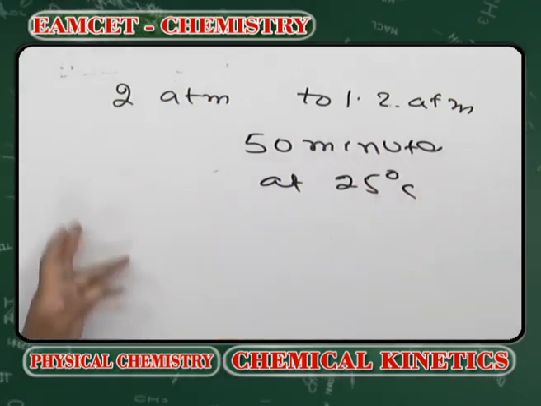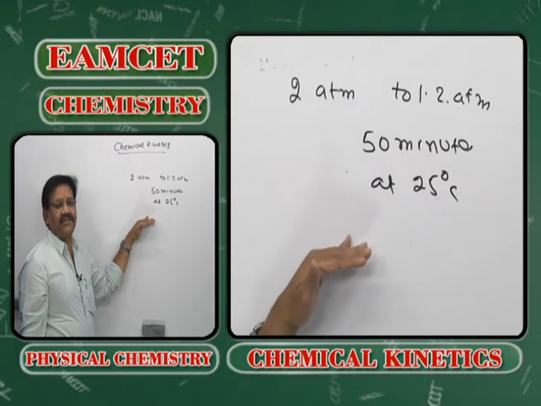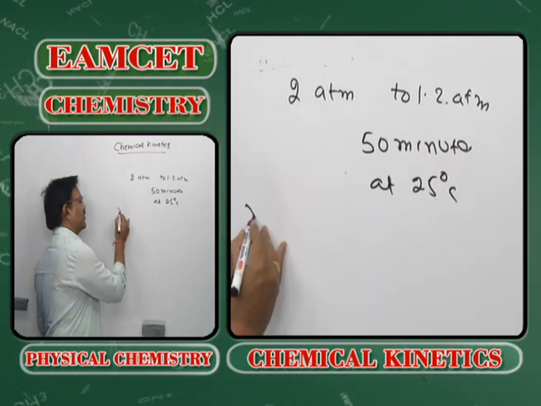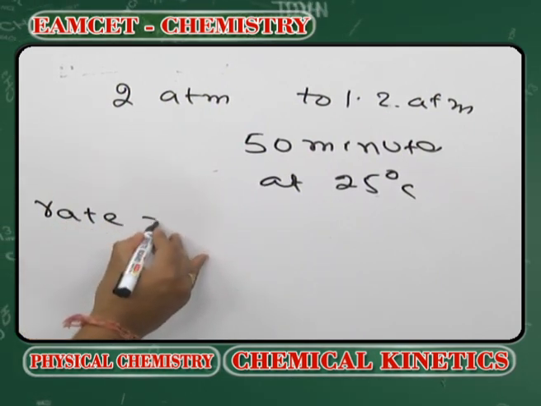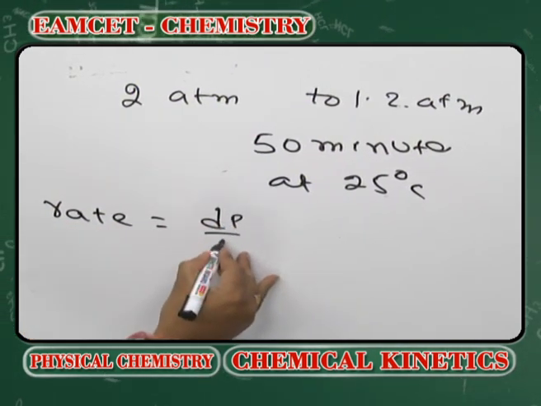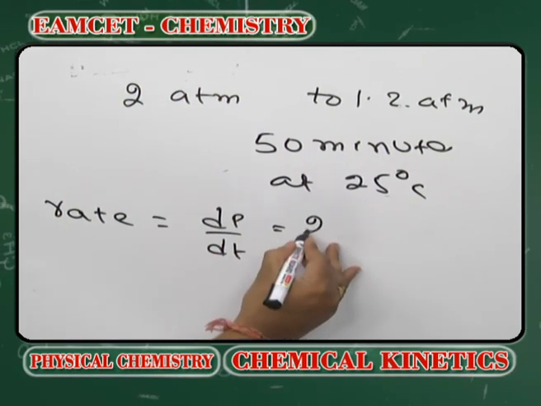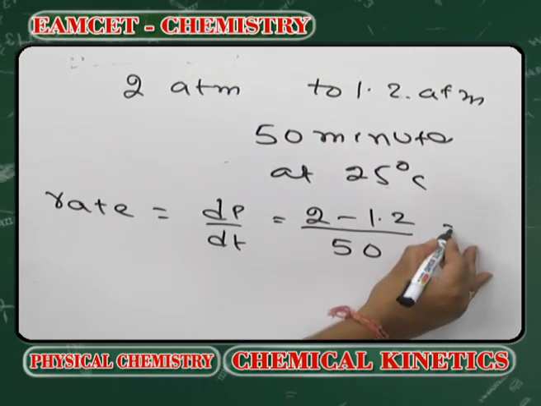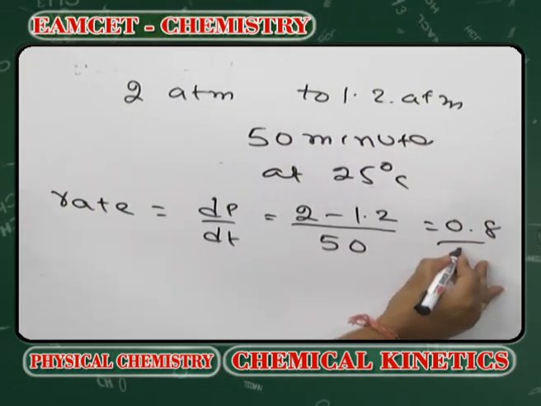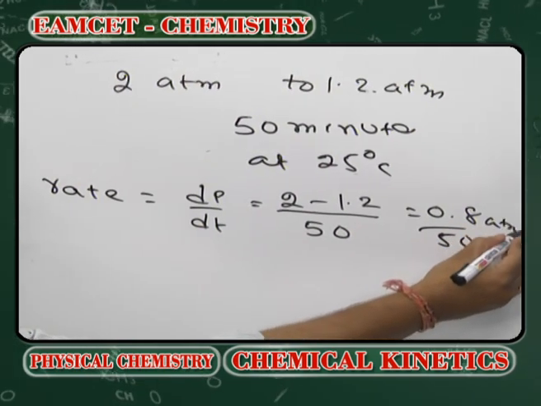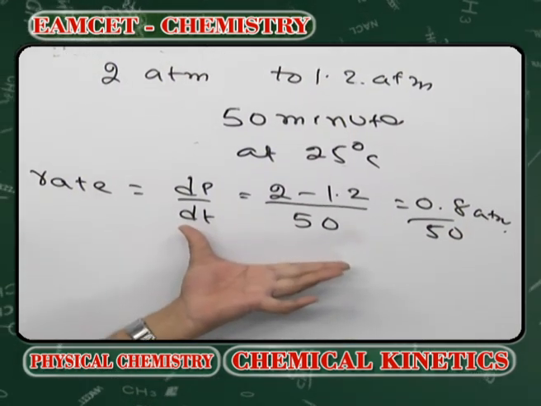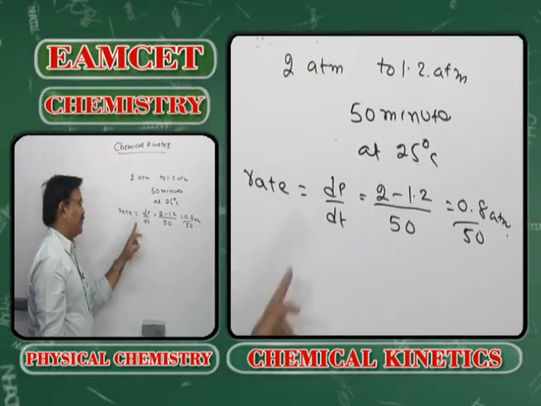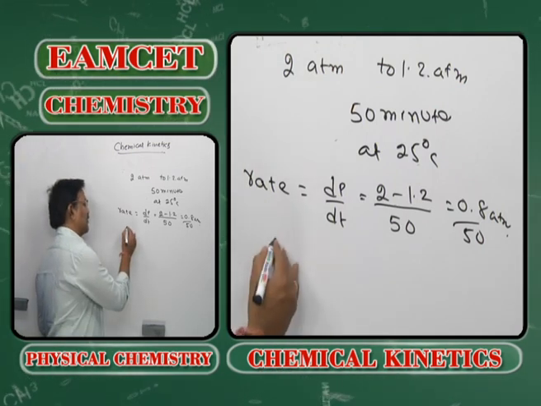We can express the rate of the reaction in terms of concentration as well as in terms of pressure. In terms of pressure, rate is equal to directly dP by dt, 2 minus 1.2 by what is the time interval? 50, so 0.8 atmospheres by 50 minutes. This is how we have to express the rate of the reaction in terms of dP by dt value.